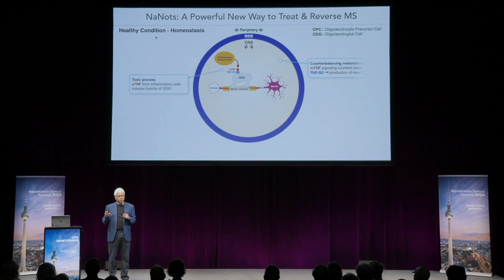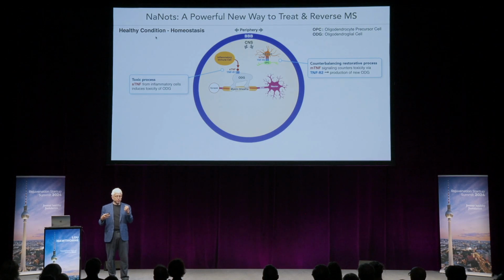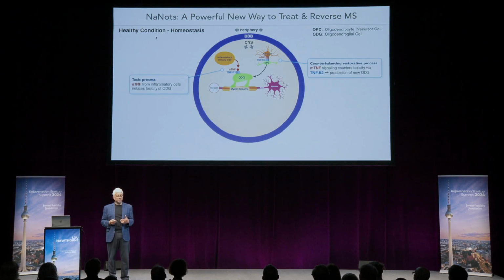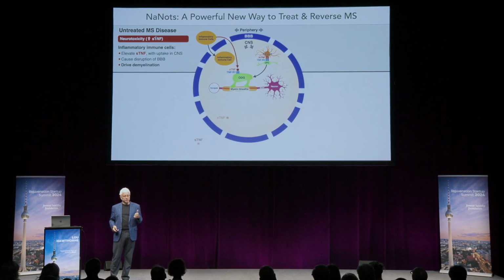However, there is a counterbalancing restorative process driven by membrane TNF. So astrocytes and other cells deliver membrane TNF to TNF receptor 2 on OPC cells. Those are the oligodendrocyte precursor cells, and they're responsible for maintaining the ODG cells. They can actually regenerate ODG cells. So you end up with this balance of ODG maintenance, so you don't lose your myelin. Now, in untreated MS disease, you have an uptick in soluble TNF both in the periphery and inside the CNS.